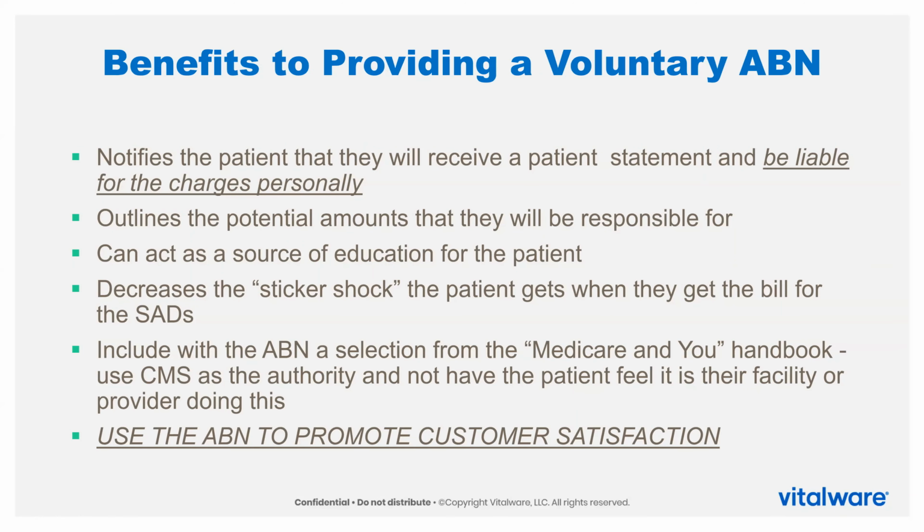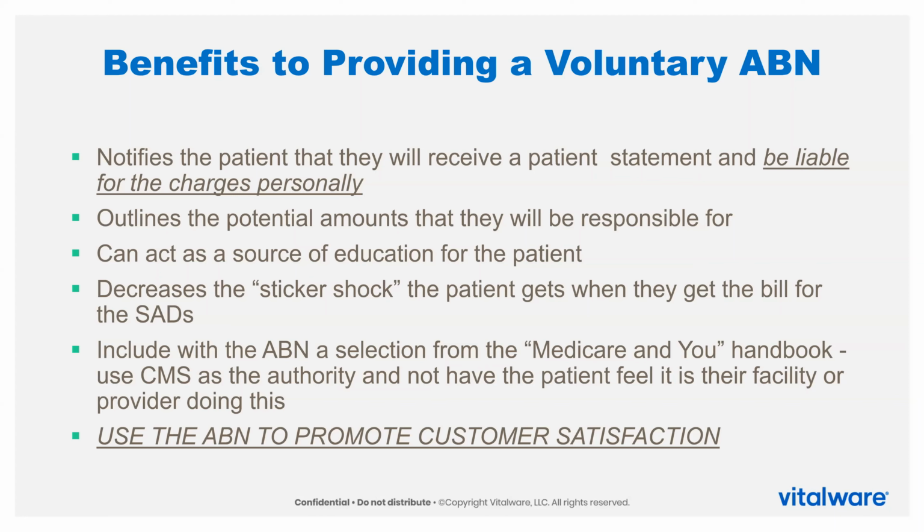Why do I want a voluntary ABN? One, it notifies the patient they're going to receive a statement and be liable for the charges personally. Number 2, it outlines the amounts they may be responsible for. 3, it's a source of education. 4, it decreases that sticker shock when the patient gets the bill. 5, the ABN references Medicare and You, so the patient doesn't feel that it's their facility doing it. So you need to make sure you do this on a Medicare form so that you show that this is not your hospital doing this, this is Medicare.